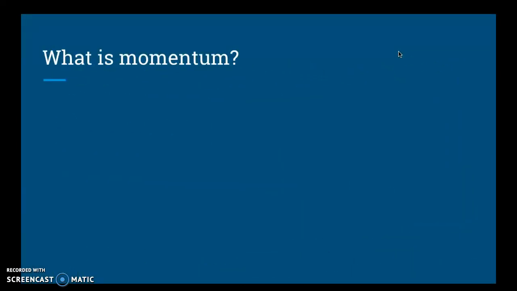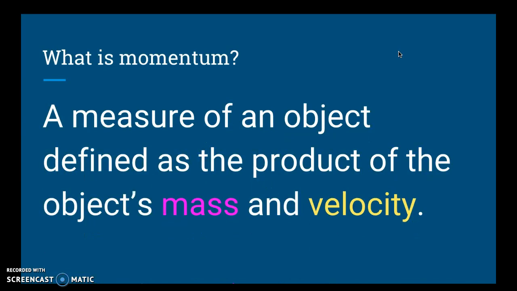What is momentum? Momentum is a measure of an object defined as the product of the object's mass and velocity. So you'll take the mass of the object and multiply it by the velocity of the object to find momentum.